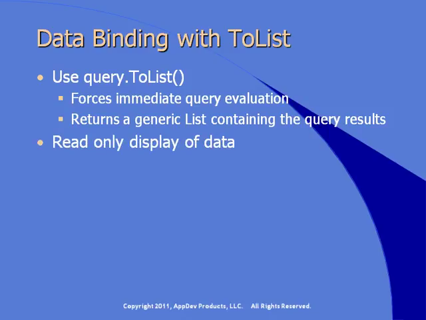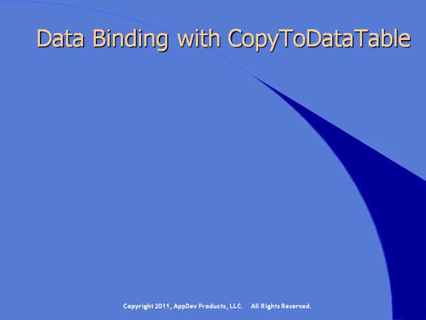You get a read-only display of data, so you can't make changes, but this is a quick and easy way to display information. So you want to show the orders for a customer, or you just want to show customers who have placed orders in a particular city. Query to list is fairly quick. But if you want to make changes to the data, you'll need to use one of the other 2 techniques.